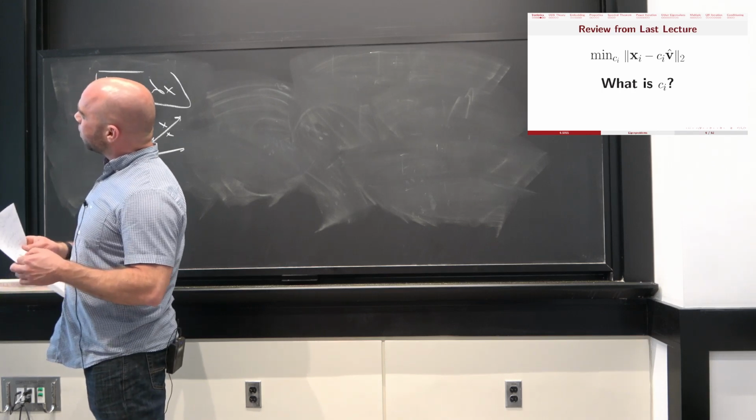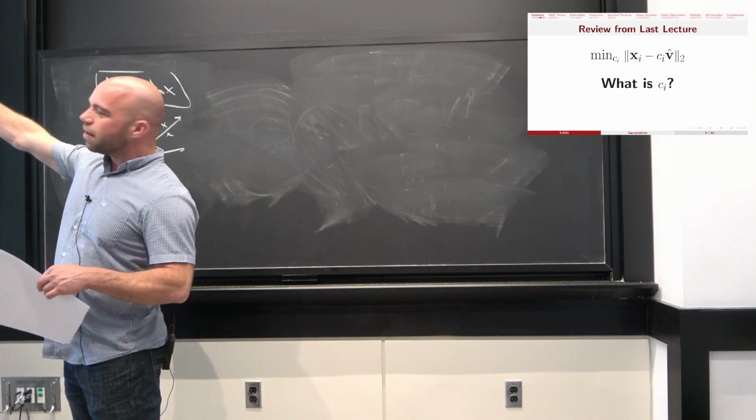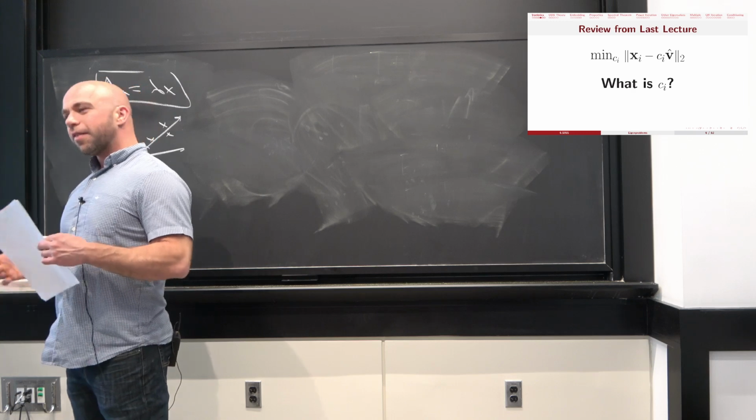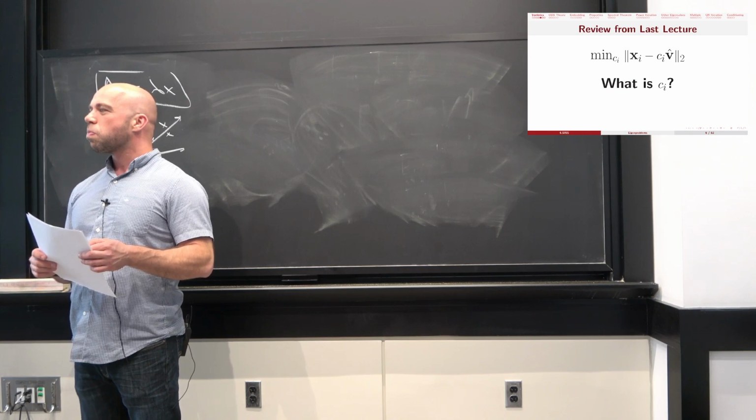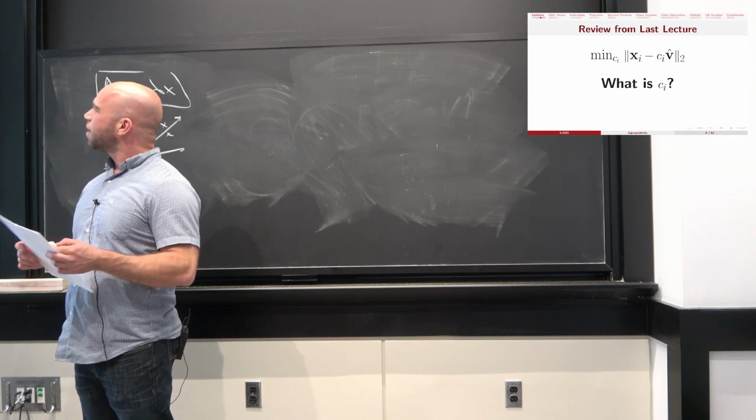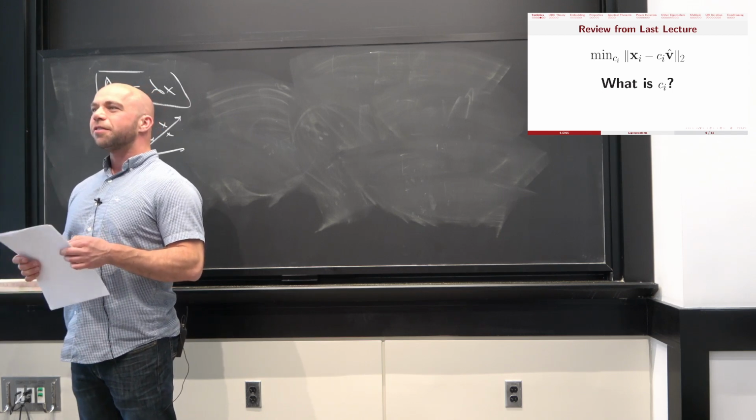And so in particular, when we project x onto v, we're trying to look for c. So just as a bit of review, what is ci? In other words, what's the length of the projection of xi onto v? Remember the formula?